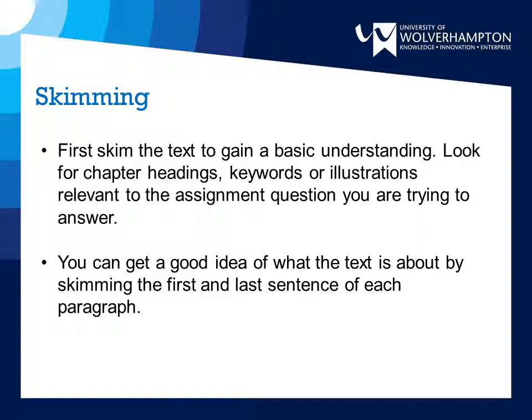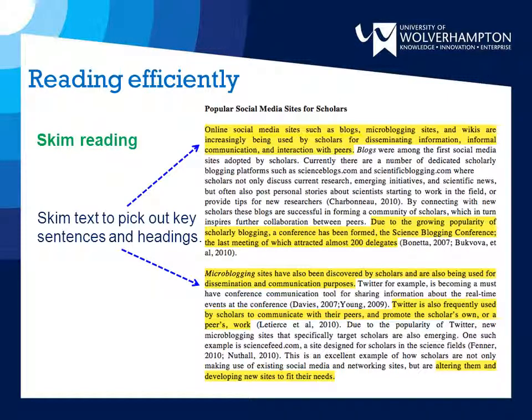Once you've scanned the text and identified useful chapters or sections, then skim the text to gain a basic understanding of what it's about. Look for headings, keywords or illustrations relevant to the assignment question that you're trying to answer. You can usually get a good idea of what the text is about by skimming the first and last sentence of each paragraph. Skim text to pick out key sentences and headings. If you're working from a photocopy, then highlight or underline important passages or keywords.